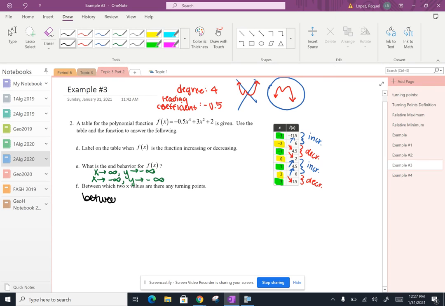So between x equals -3 and x equals -1, between x equals -1 and x equals 1, and between x equals 1 and x equals 3. So we've got 3 turning points here.